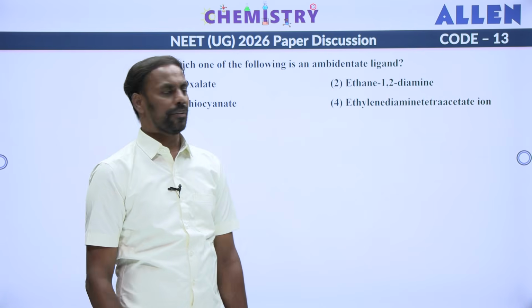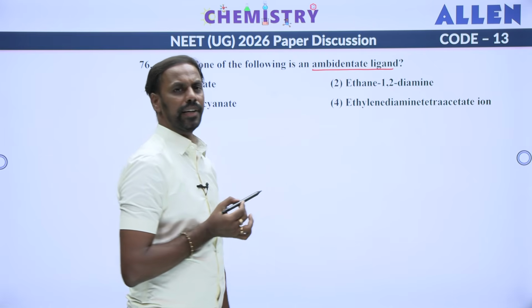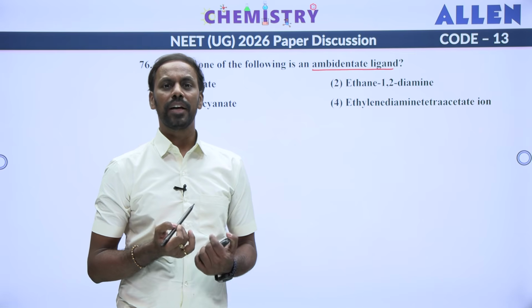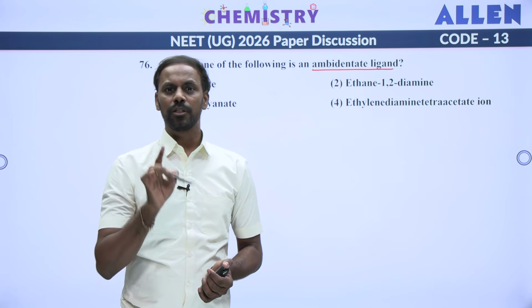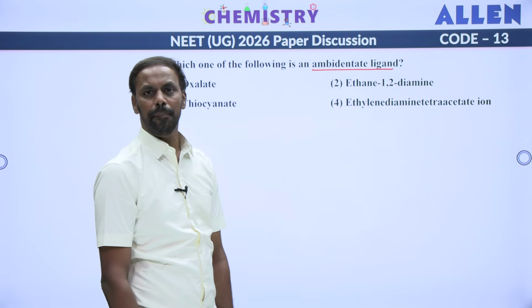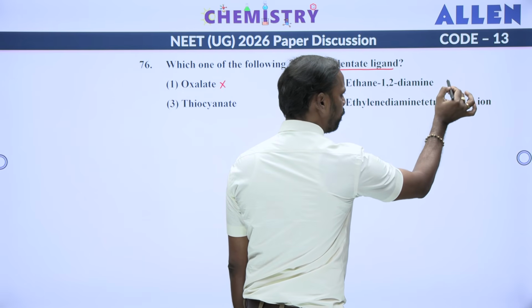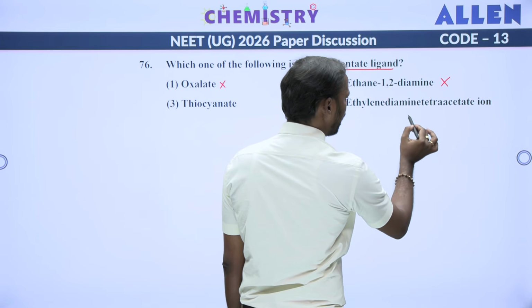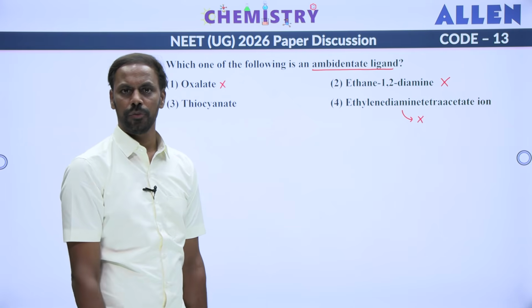Next, question number 76. Which one of the following is an ambidentate ligand? As we know, an ambidentate ligand is a monodentate ligand which has more than one coordinating site present, but at a time it will only utilize one donating site. Now if I talk about oxalate, oxalate is a bidentate ligand, there is no chance of ambidentate. Ethane 1,2 diamine is also a bidentate ligand, whereas ethylenediaminetetraacetate is a polydentate or hexadentate ligand, that also will not act here.